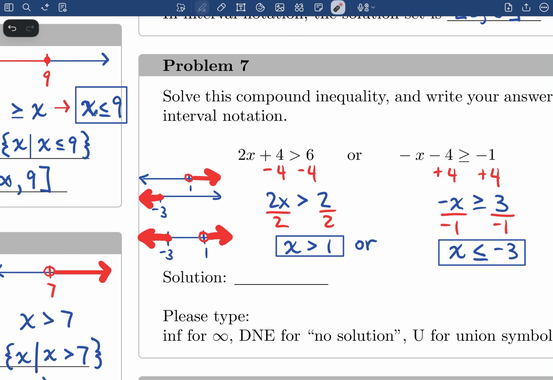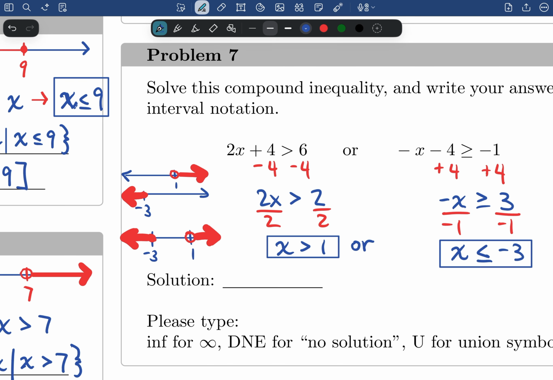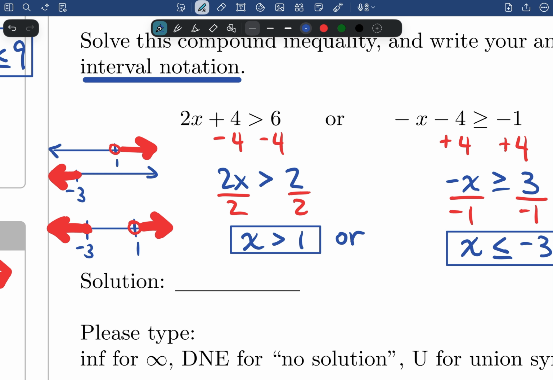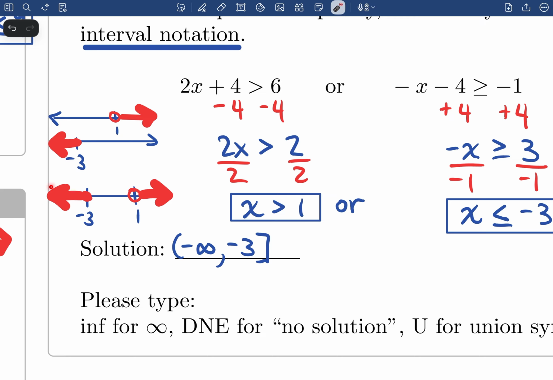And so we're going to write both the regions in interval notation because that's how they want me to report my answer, in interval notation. So I'll do that. And I'm going to start at -infinity and go until -3. And I'm going to put a bracket. And that's the interval for this piece.